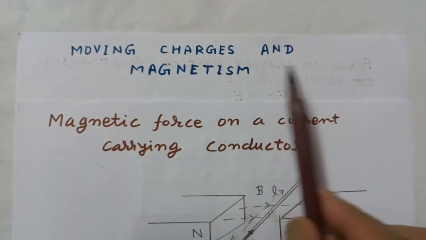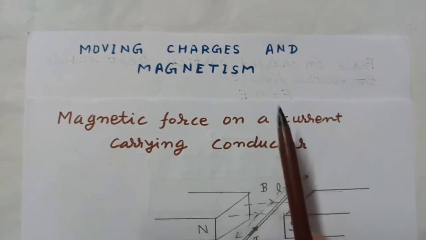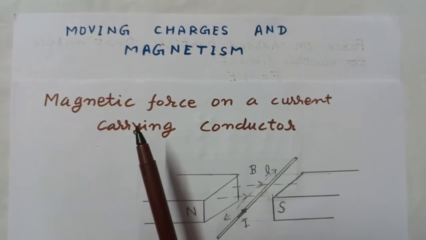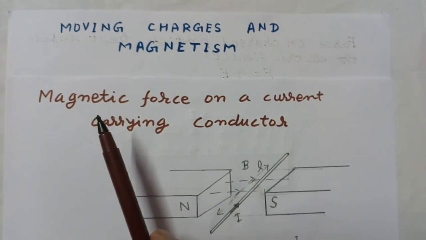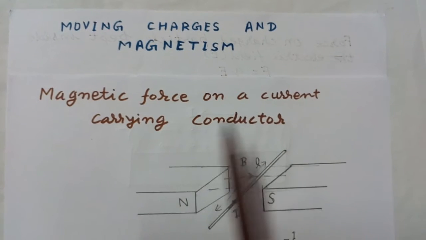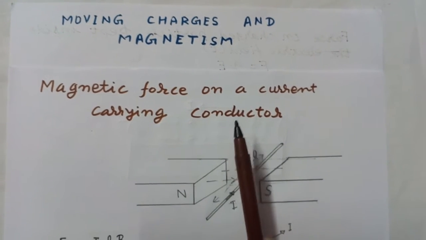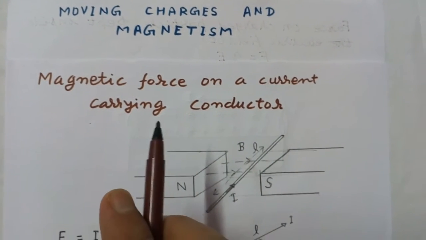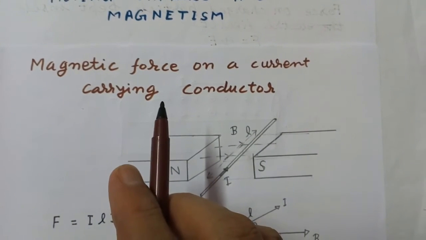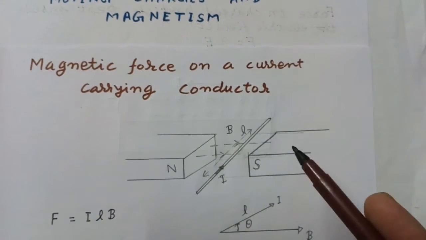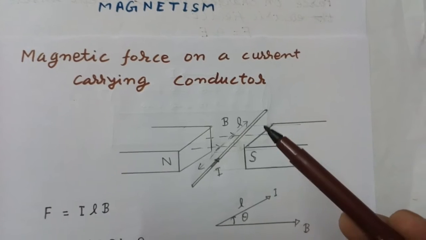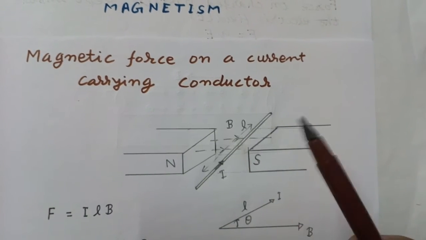Chapter is moving charges and magnetism. So in this video we are going to understand magnetic force on a current carrying conductor. इस वीडियो में हम समझेंगे कि जब किसी करंट कैरिंग कंडक्टर को हम मैग्नेटिक फील्ड में रखते हैं तो उस पर कितनी फोर्स लगती है, किस डायरेक्शन में फोर्स लगती है.